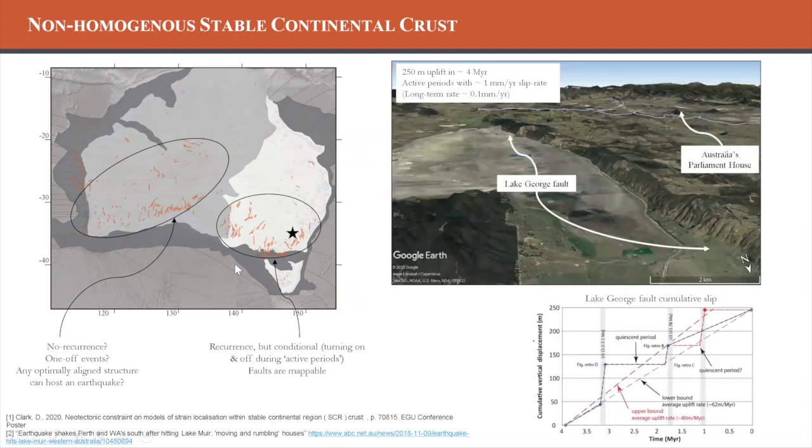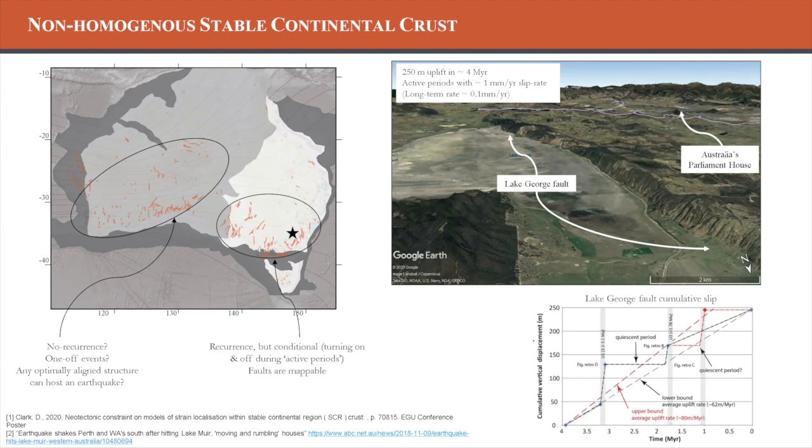So just to show you an example, the Lake George fault is down here where that star is, right next to our capital city, Canberra. Australia's Parliament House is just tucked in here. And the Lake George fault offsets sediments by 250 metres. Dan Clark at Geoscience Australia and various colleagues have been working on this fault. They show that it goes through these active periods where it hosts offsets with a slip rate of maybe 1 millimetre per year, but then it shuts down for an unknown amount of time. And so that long-term rate is much, much lower.